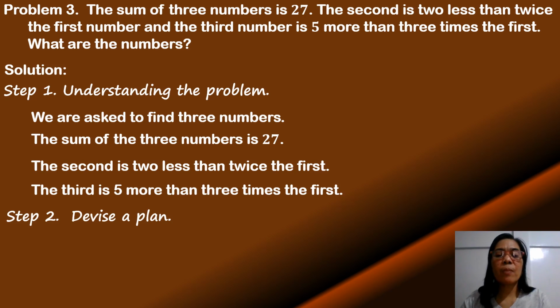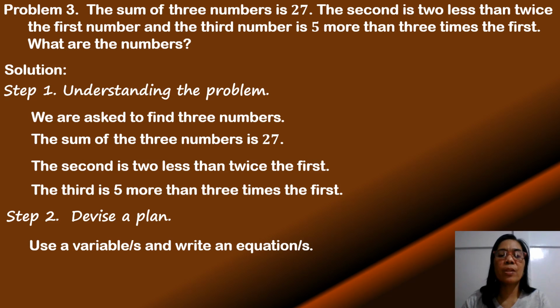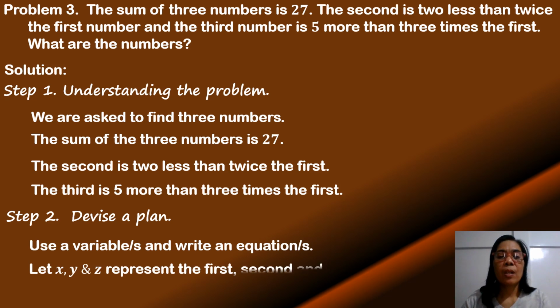The second step is to devise a plan. So understanding that this is a number problem, we use a variable or variables to represent the three unknown numbers, and we write the equations based on the given conditions. So let x, y, and z represent the first, second, and the third number respectively.